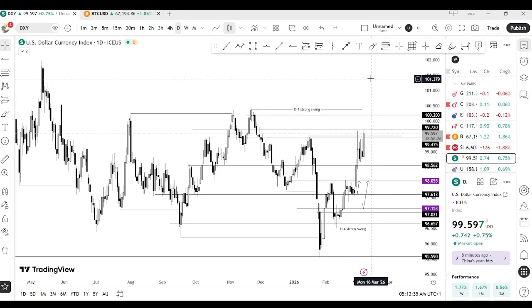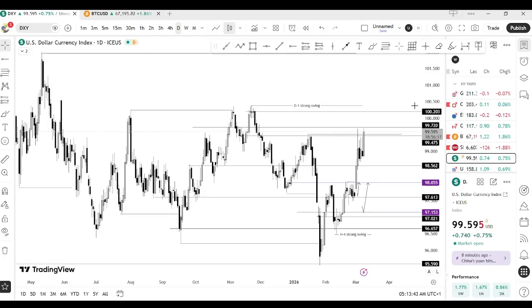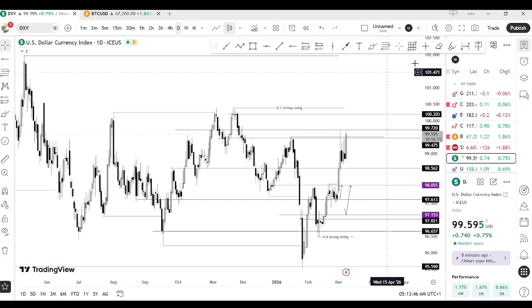It's another week. This is the second week of March 2026. We are going to be doing our market outlook as usual. So for today, we are going to be starting with the DXY as usual.